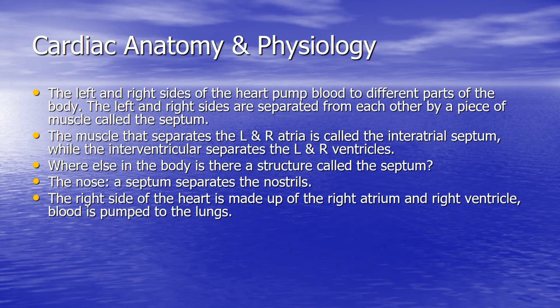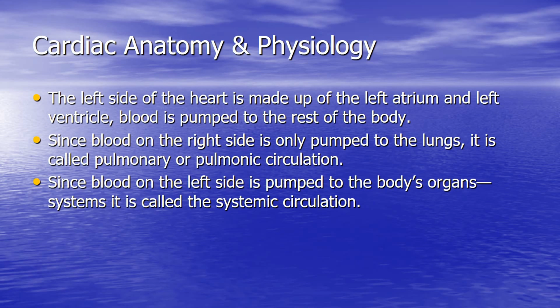Let's talk about the circulation on the right side of the heart. So blood that's received on the right side of the heart is pumped from the atrium into the right ventricle, and the right ventricle pumps this blood into an artery that takes it to the lungs. Blood comes into the left side of the heart from veins that empty into the left atrium. Left atrium pumps that blood into the left ventricle. The left ventricle now pumps that blood via an artery to the rest of the body.